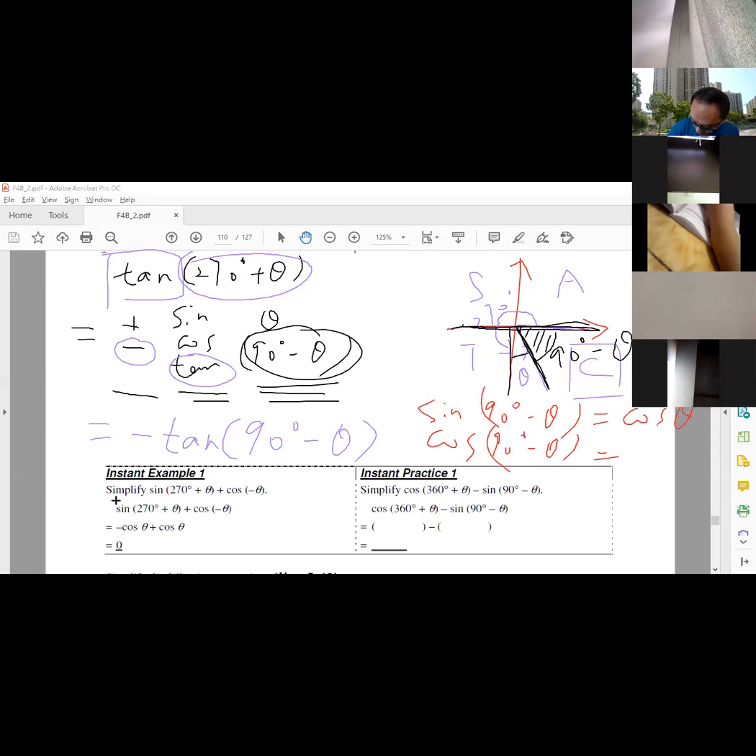and tangent 90 degrees minus theta is equal to 1 over tangent theta. Okay? Or sometimes we do not express in terms of tangent theta; we will express in terms of cosine theta over sine theta. In the question, they won't just give a lone tangent of 270 degrees plus theta; it will be combined with other things. If the other parts have tangent, we use 1 over tangent theta to simplify. If the other parts have no tangent, we convert everything to cosine over sine.